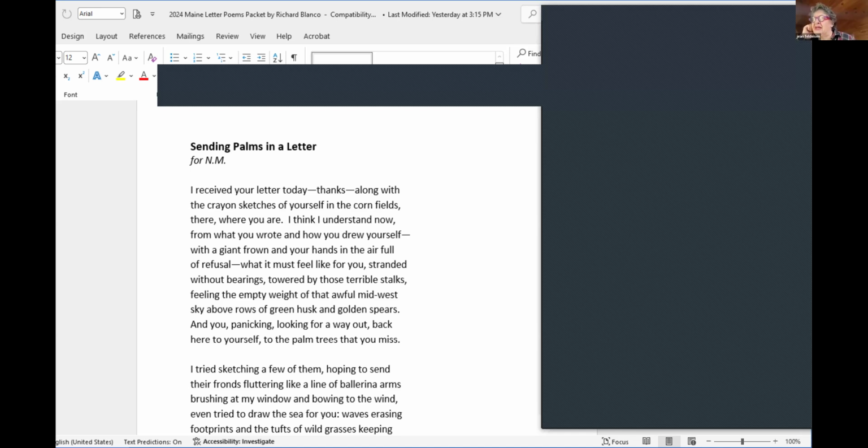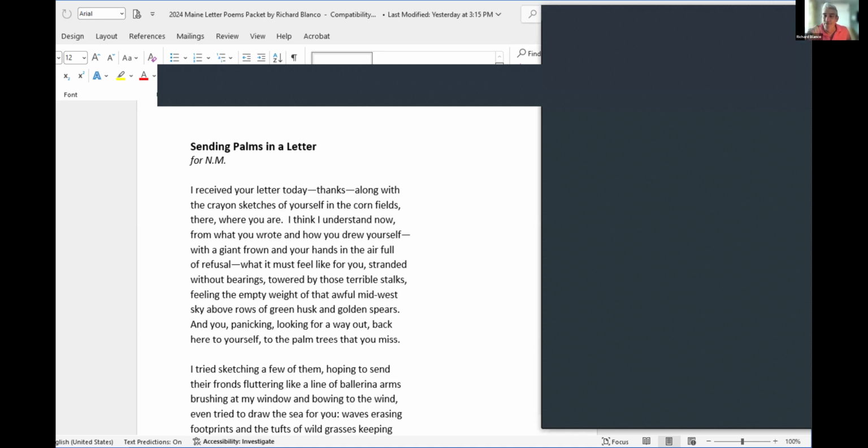I really like the crayon sketches. I can see the sketches of yourself at the cornfields. So this is something we'll talk about in the letter poem in particular, but we want to be creative within the genre of letter poems. For me, it was inspired because my friend Nikki would send these sketches of herself in the corn, and I thought, what an interesting take on how to begin a letter.